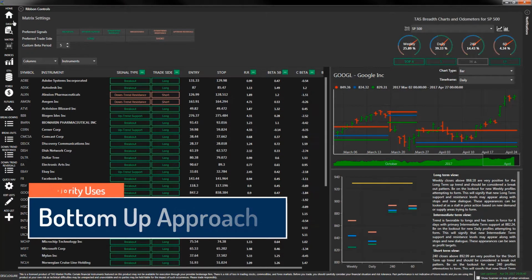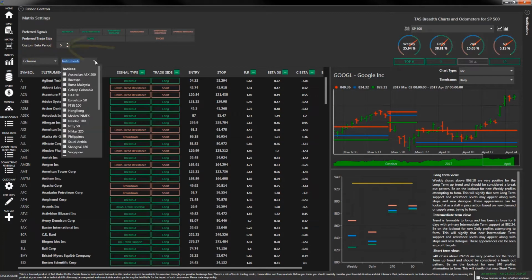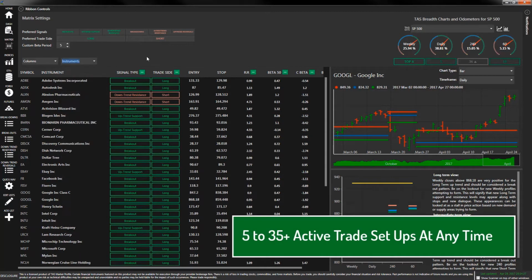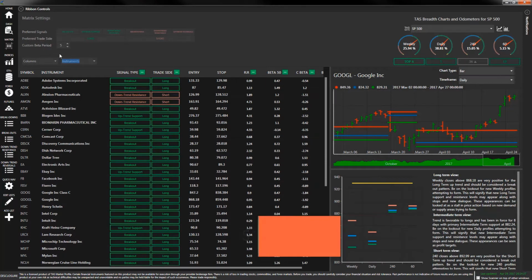You access these opportunities by entering the matrix screen here. As you can see, there are a variety of trades shown. On any given day, the matrix might contain anywhere from 5 to 35 trade opportunities showing as active.